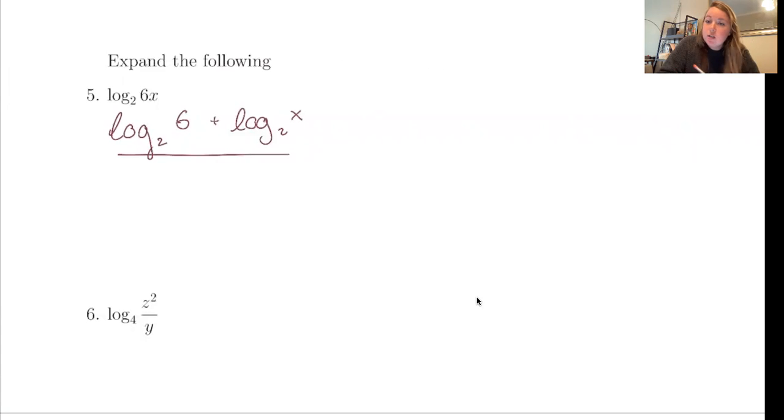And x isn't squared, it's already to the first power, so I don't need to do anything with law 3 at all. So we use law 1 right there. And log base 2 of 6, I don't think we can make that any smaller. Maybe if it was like 4 we could, but I don't think so.